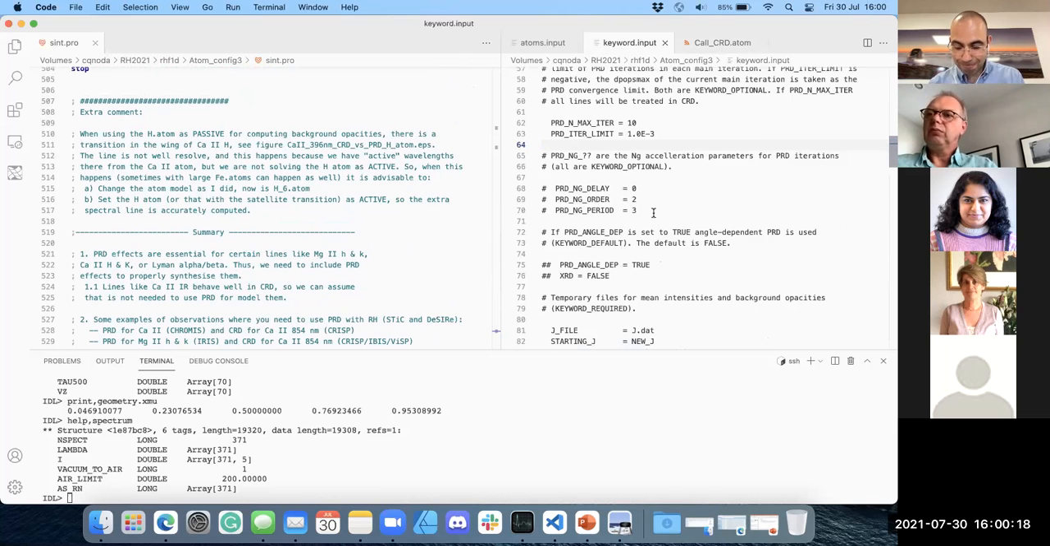So for Balmer lines like H alpha and H beta, PRD is not important, right? It's a negligible effect, and we are not using PRD for those lines. Yes, correct.